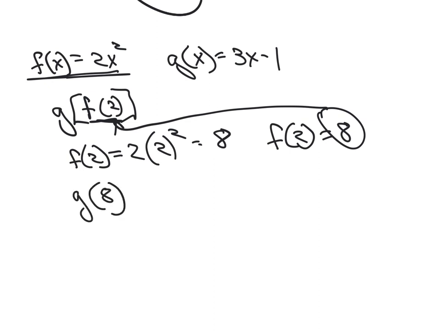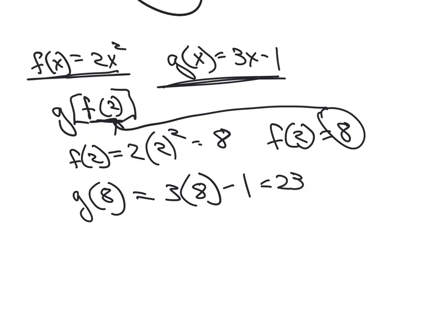So g of 8 equals, now I'm going to look up here. So g of f of 2 equals 23. Okay? So that is it for 3.6.